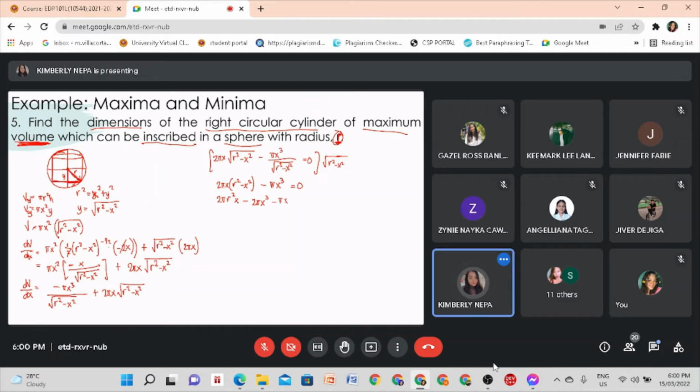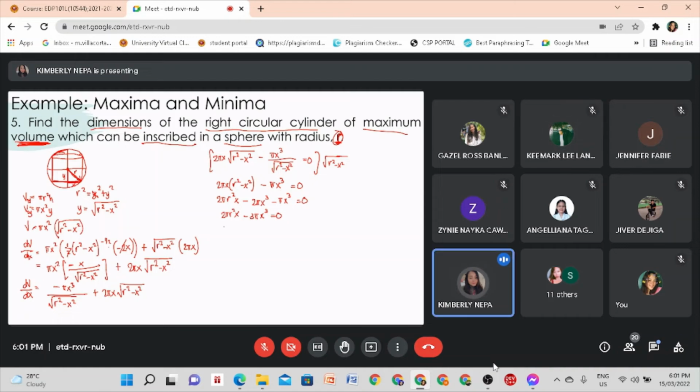Minus pi x cubed. How much is that? Negative 2 pi x cubed minus pi x cubed is minus 3 pi x cubed, equal to 0. And then, what's next? Factor. How can we factor?